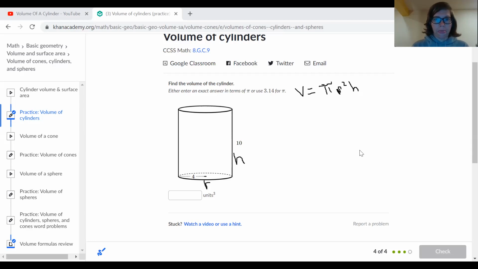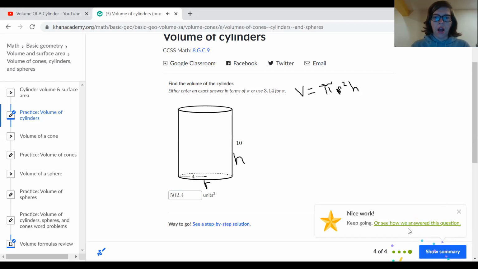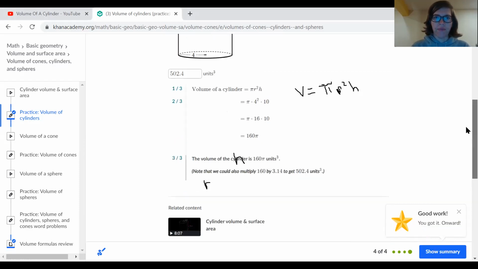All right, so let's go ahead and see what we get. So I believe I got 502.4 cubic units, and let's see if that's correct. Hopefully that's all right, and we're going to look at a step-by-step solution to make sure we understand.